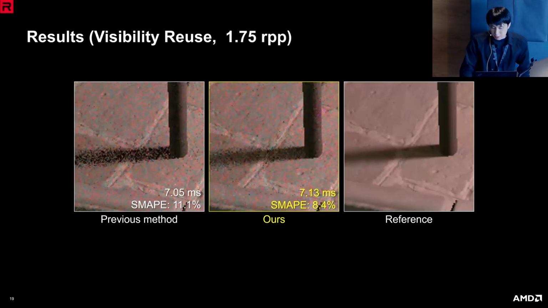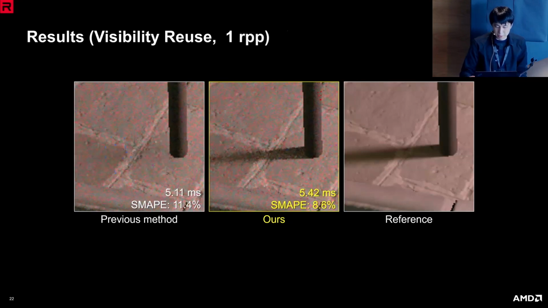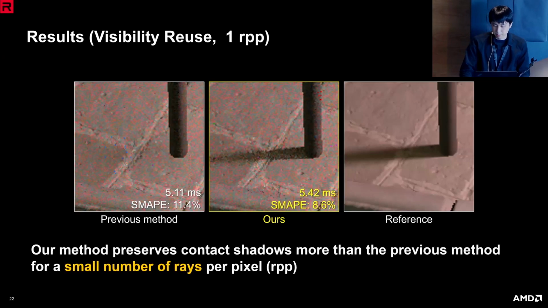For the visibility reuse linear, we can use a smaller number of shadow rays than 2 rays per pixel. However, it loses contact shadows for the previous rejection method. On the other hand, our method preserves contact shadows more than the previous method for a small number of shadow rays.